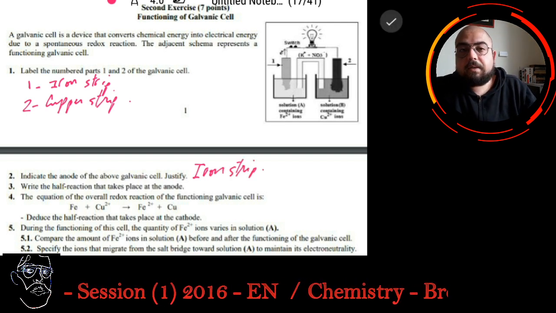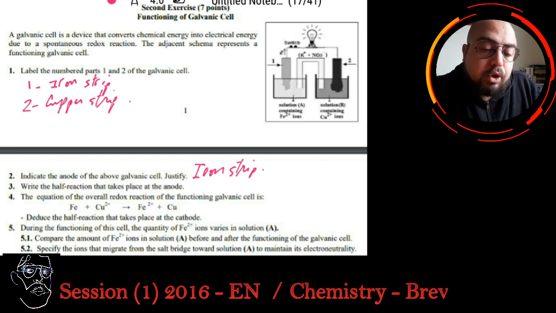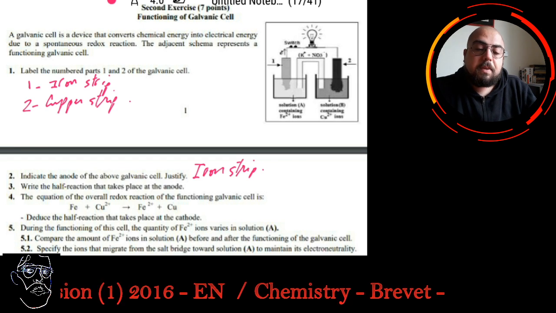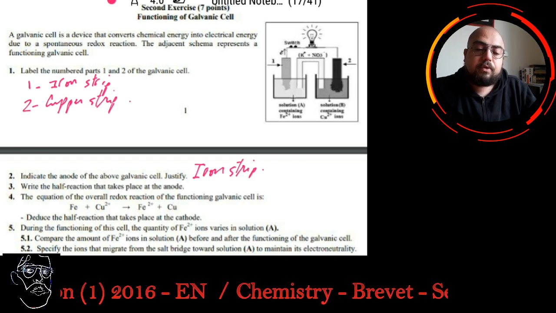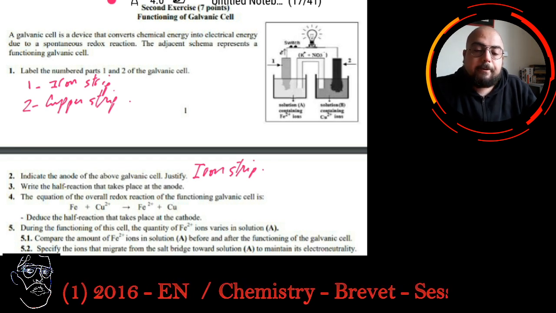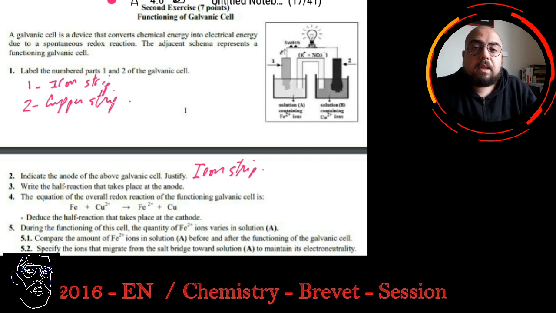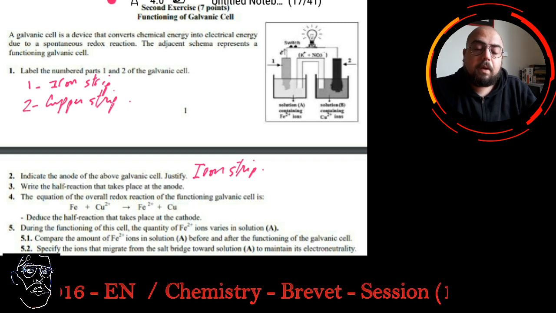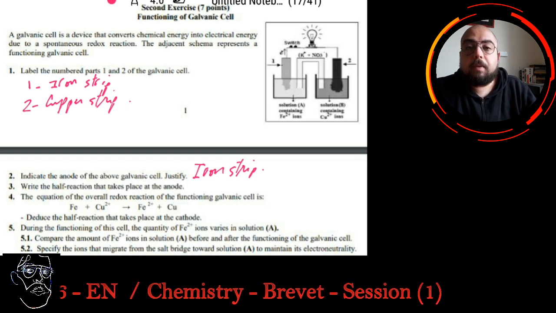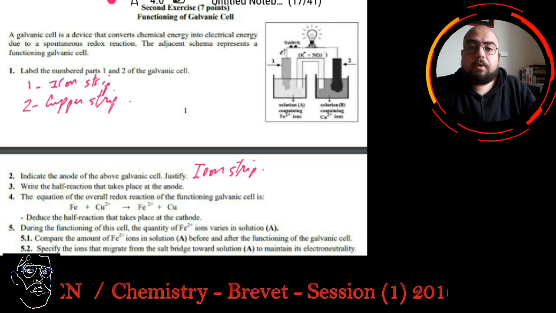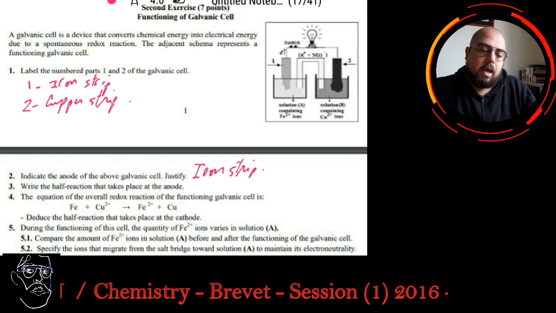Now another indicator is when you check the strip of iron, which has become thin. As for the copper strip, it has become larger. So it means that the iron strip is losing electrons, plus it is being converted to Fe2+ due to the oxidation. So this is another indicator that the iron strip is the anode.